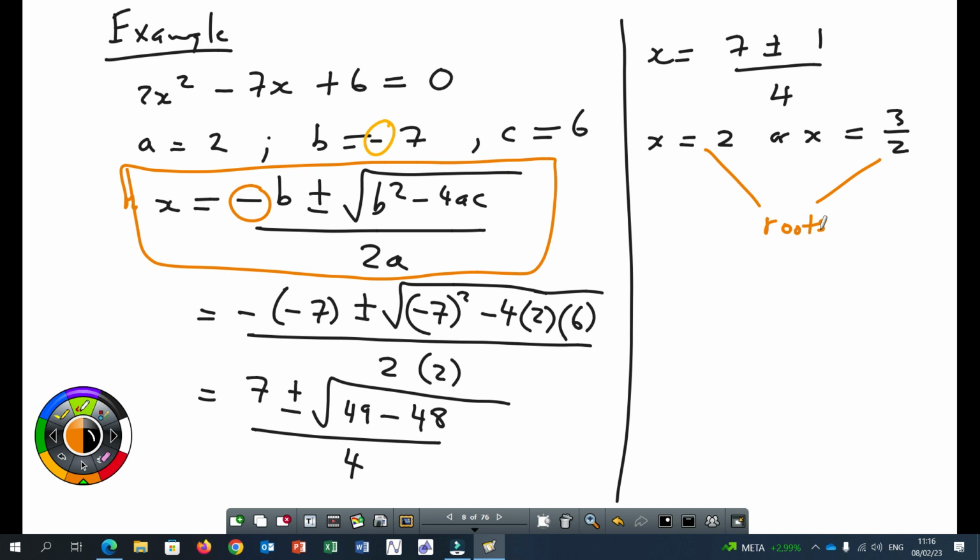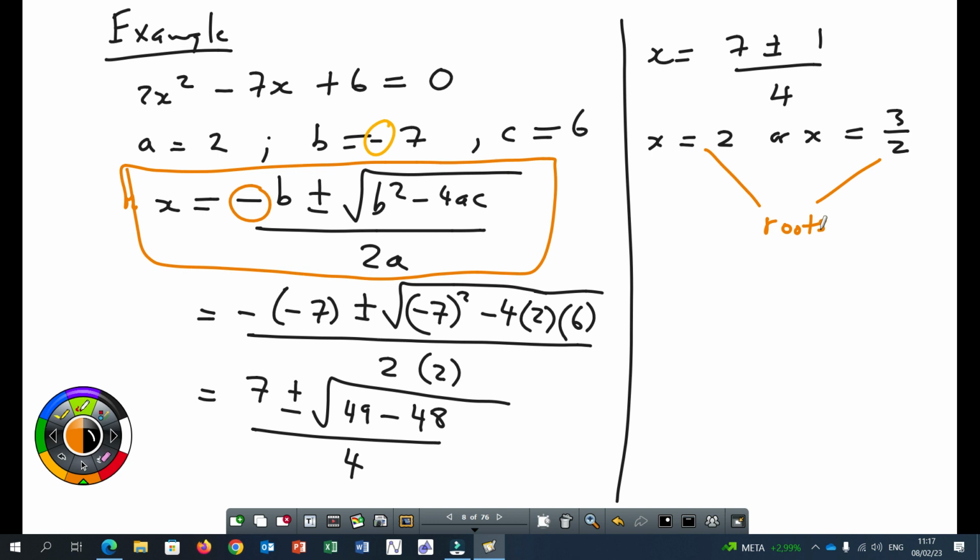Now, these two roots are real roots. Remember, you did real numbers, right? They are also rational, because 2 is a rational number, it's an integer, and 3 over 2 is a common fraction, it's a rational number. So they are real roots, and they are also rational roots. Sometimes you can have a number which is not a perfect square inside the square root. In that case, you get what are called irrational roots. You get a non-perfect square.